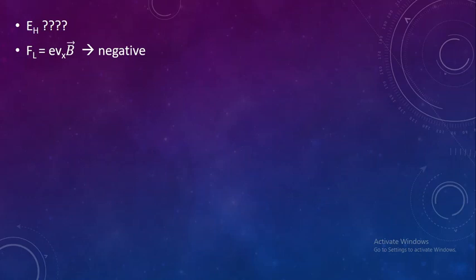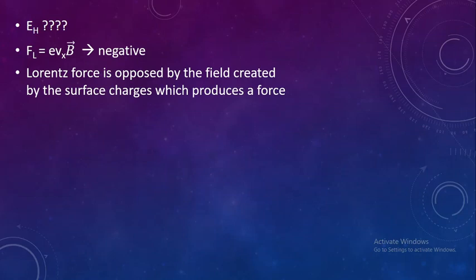And the point to remember here is, this is a negative quantity, because Vx is towards the left, means along the negative X axis. That's why FL becomes negative. So Lorentz force is opposed by the field created by the surface charges, which produces a force. And that's why we can consider the steady state, because the accumulation process continues until the Hall force completely cancels the Lorentz force.